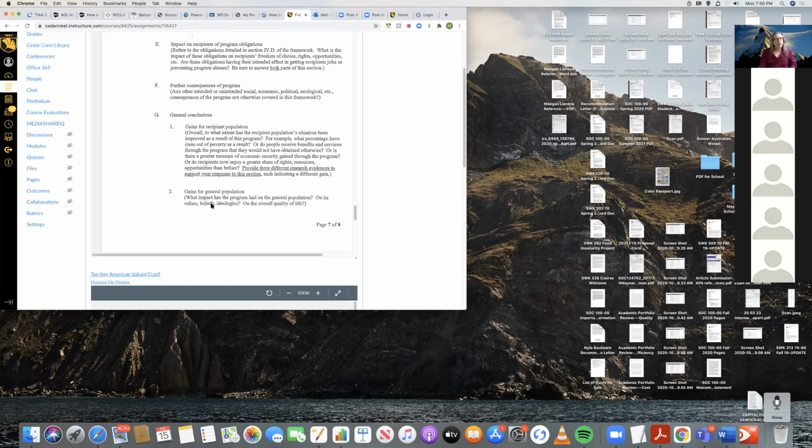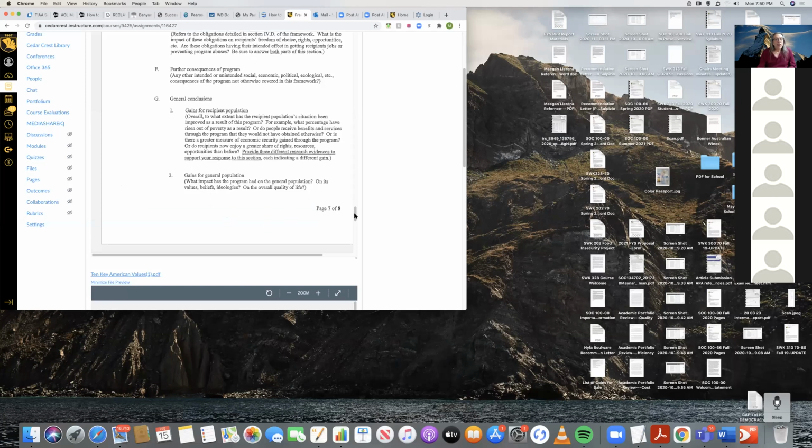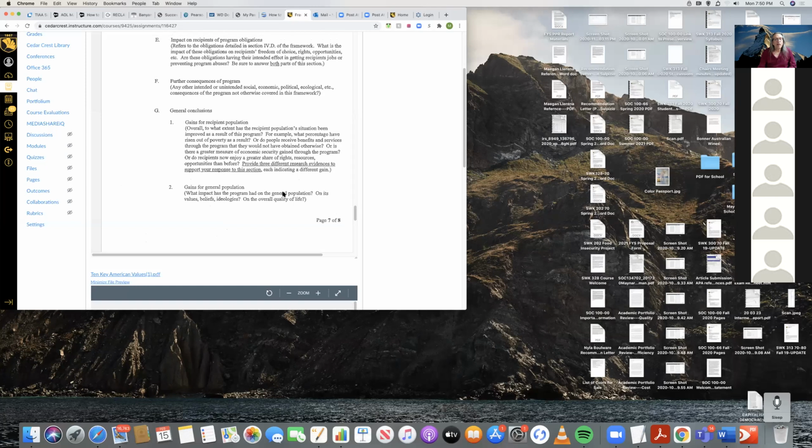Okay, now here's another perk for a potential senator or congressman that you're introducing this to. What impact has the program had on the general population? Has it had a positive impact on the values, beliefs, ideologies of the general population, on the overall quality of life? Again, see if you can find some research on this. I'm not demanding you provide 3 different, but think it through. How has it impacted? For example, as a result of this program, has it resulted in more jobs for the general population? What specific jobs has it provided, or has occurred as a result of this program?